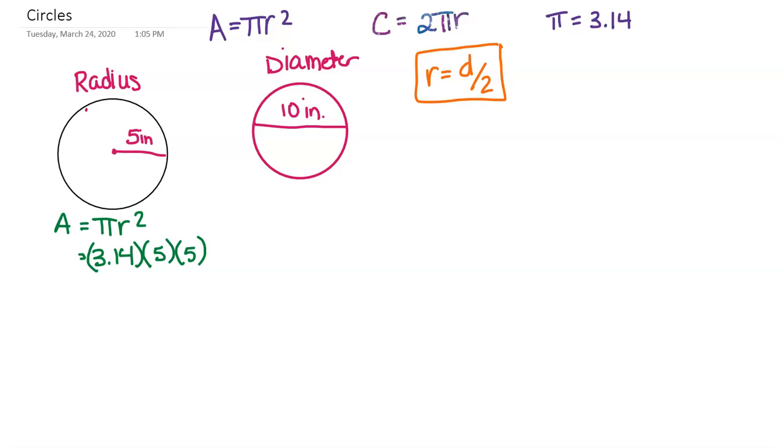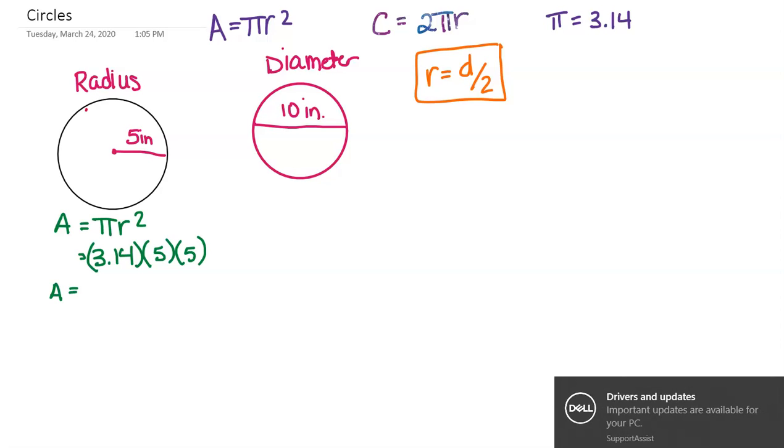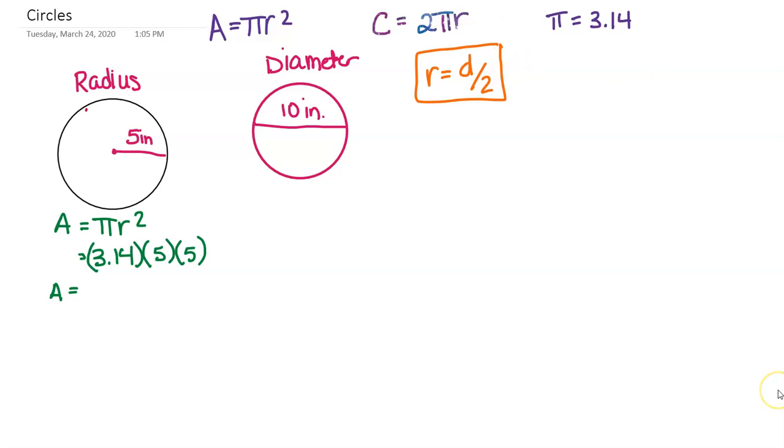And then all you have to do is grab your calculator. This is what's nice. 3.14 times 5 times 5. And then our area equals, sorry about that, guys, area equals 78.5 inches. And because it's area, it's squared. So that would give us our area for this particular circle.